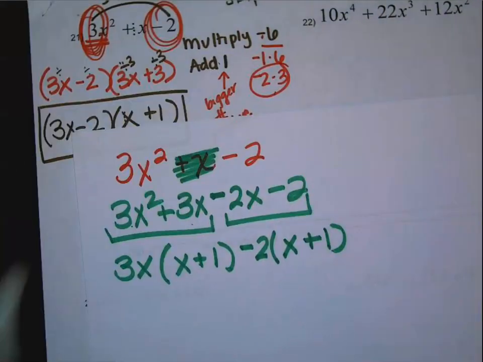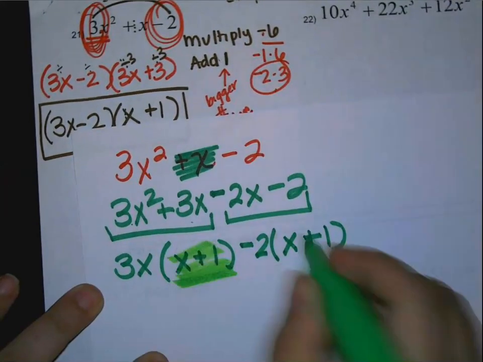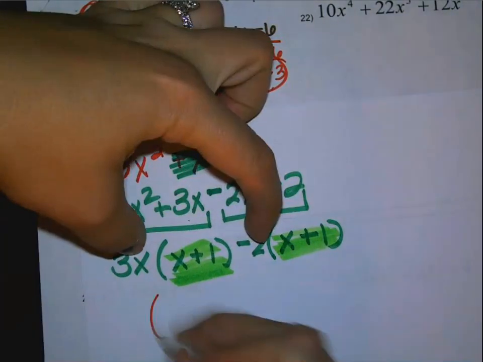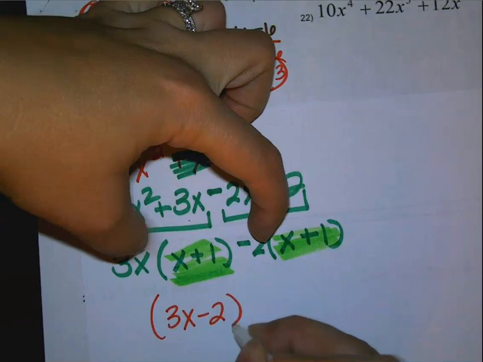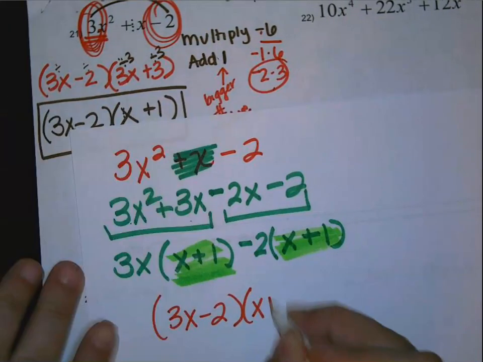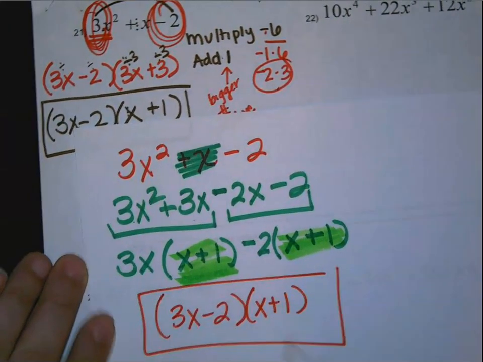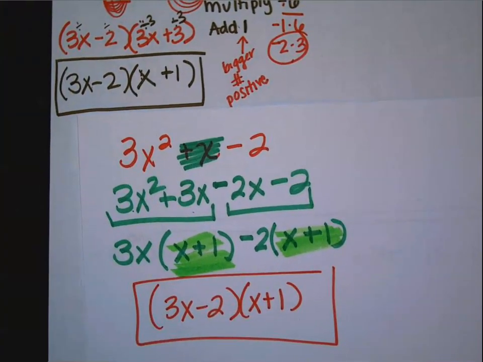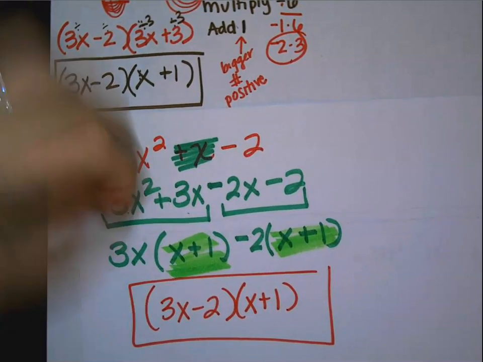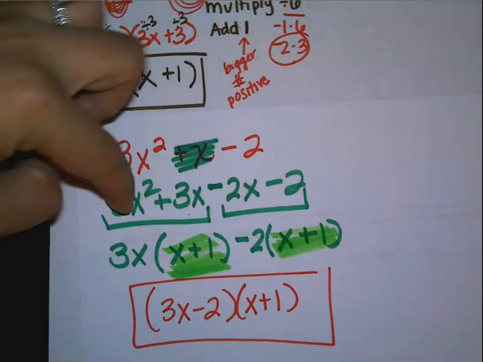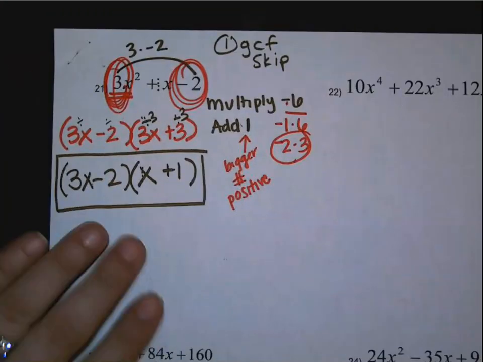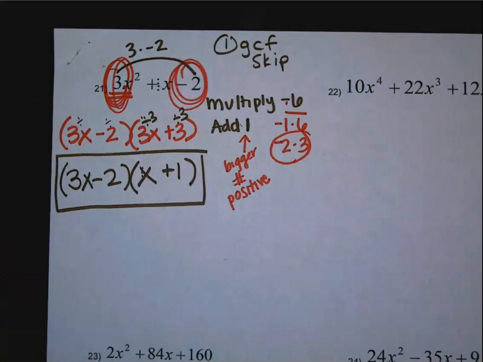Now, if I did this correctly, these should match. And they do. So then I'm going to put these two together and bring down an x plus 1. So again, we get the same answer here, just 2 different ways to do it. This is by grouping. You're changing 3 terms into 4 terms and grouping. Whereas this is using the AC method, and we're not changing it into 4 terms.